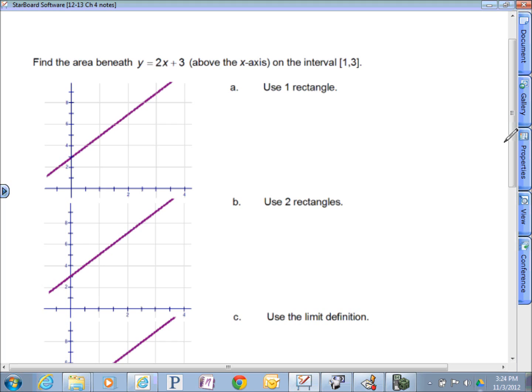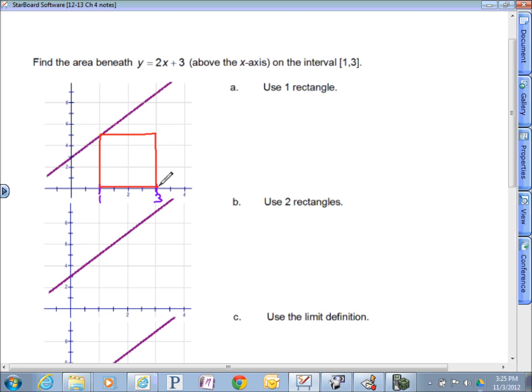So I've already graphed 2x plus 3. We're supposed to be on the interval between 1 and 3, so here's x equals 1, and here's x equals 3. That's the box I'm supposed to be staying within. If I wanted to use one rectangle, the question is, do you want the left side of that rectangle to hit your graph, or the right side? Let's say, in red, I'm going to make the left side of my rectangle hit the graph. I'm going to start at x equals 1, and draw myself this rectangle. So there's my one rectangle.